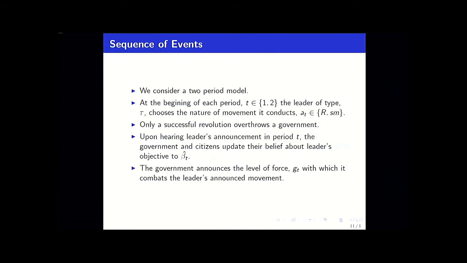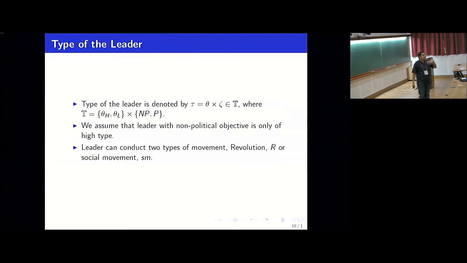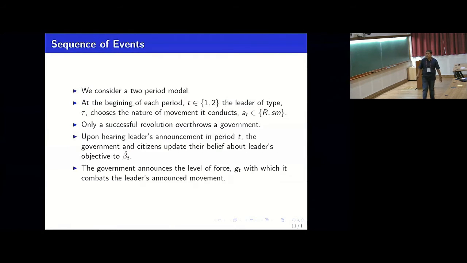And then the last is that the leader can choose from either of the two movements, that is revolution or social movement. So what are R and SM? R is directly attacking the present regime, and the payoffs will become clearer later on, and SM is a social movement. This is just a two-period game. At the beginning, the leader of type tau chooses the nature of the movement, that is R or SM.